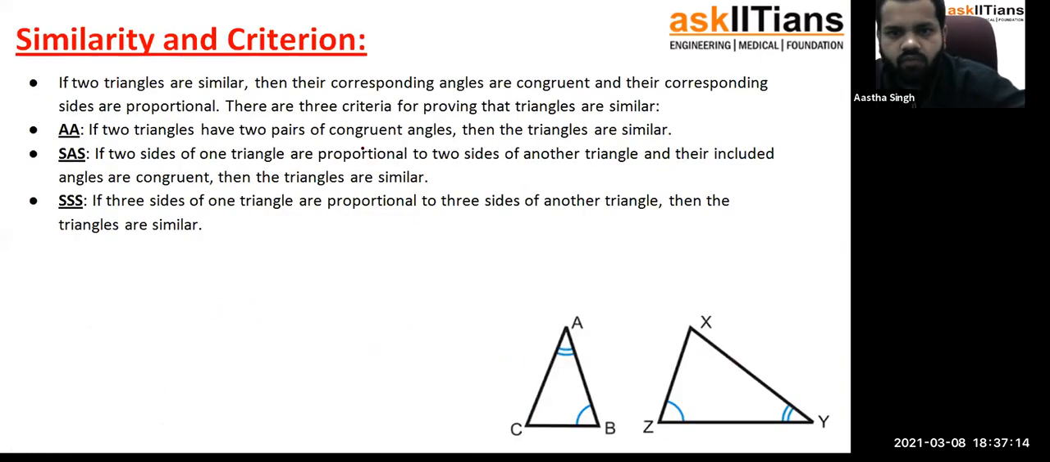So yeah, guys, if two triangles are similar, then their corresponding angles are equal, and their corresponding sides are proportional. In case of congruent triangles, these are equal. So there are three criteria for proving that triangles are similar. Okay, first is double A, or you can say AA.